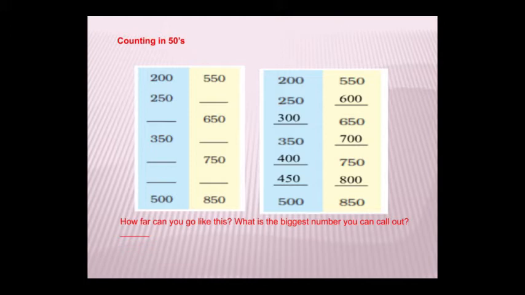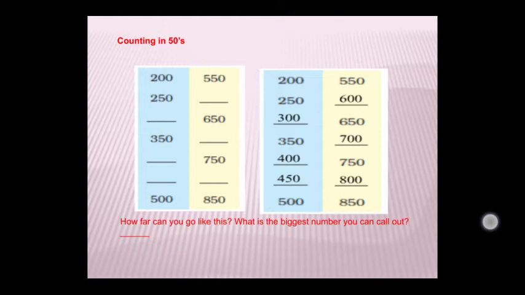600 add 50 you get 650. 650 add 50 you get 700. 700 add 50 you get 750. 750 add 50 you get 800. 800 add 50 you get 850. How far can you go like this? Which is the biggest number you can call out? See, like that, how far can you go?